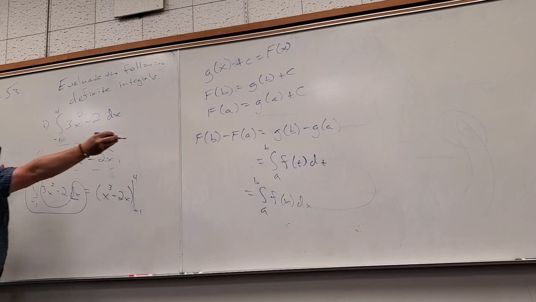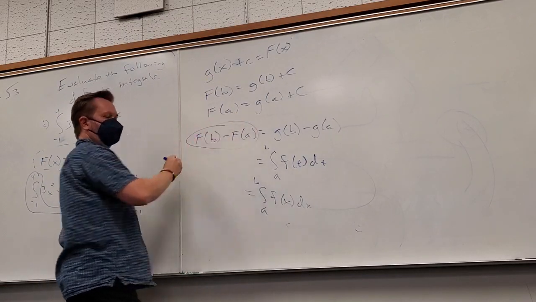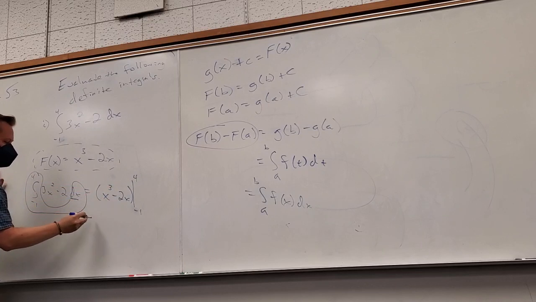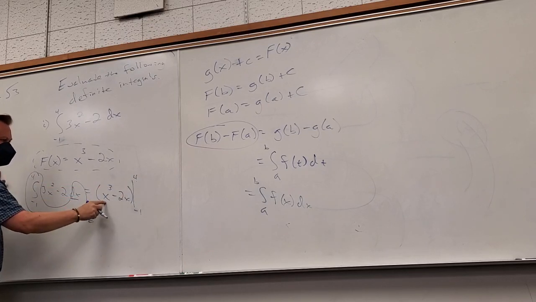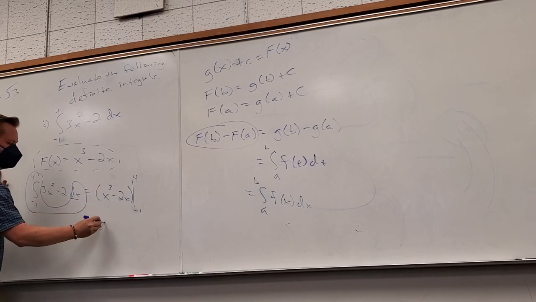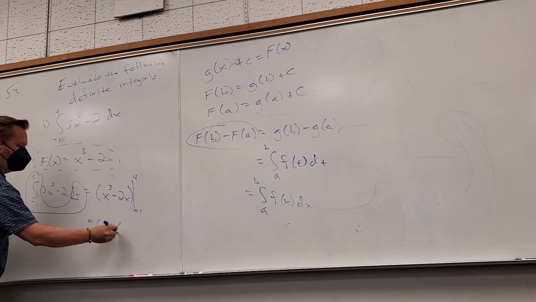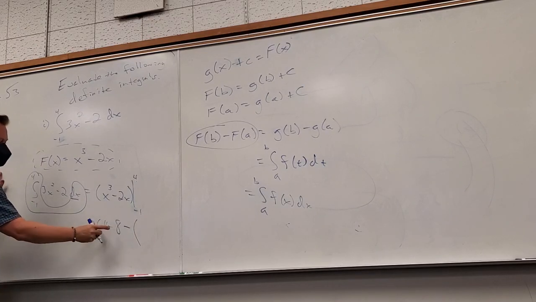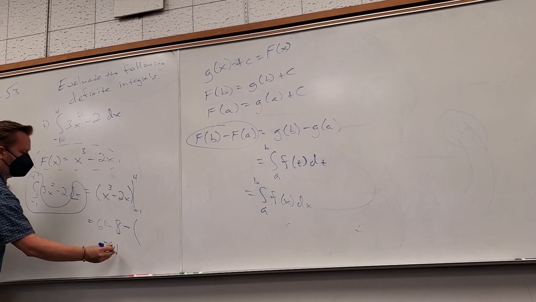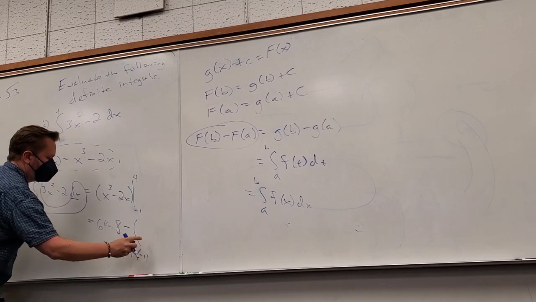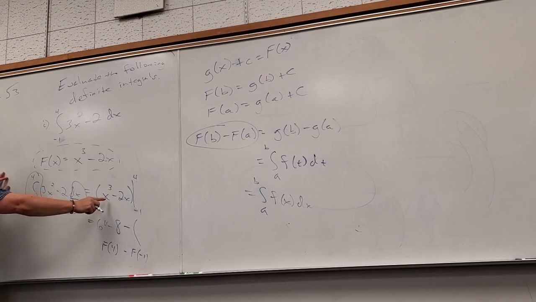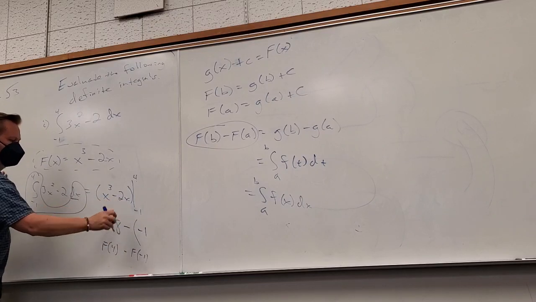And the way you do that, you plug a 4 in. What do you get when you plug a 4 in? 64 minus 8. Minus, right? So that's f of 4 minus, and now we gotta do f of negative 1. So what do you get when I put a negative 1 in? Negative 1 plus 2.